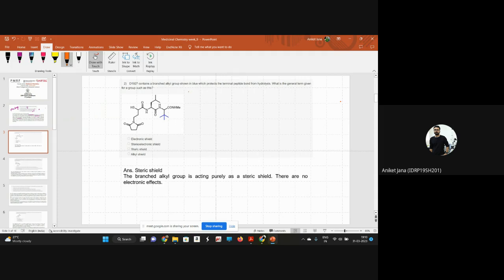What is it saying here? D1927 contains a branched alkyl group, shown in blue, which protects the terminal peptide from hydrolysis. What is the general term given for a group such as this? So, what do we call it? In general term, what do we call it? It is a protecting group, right?